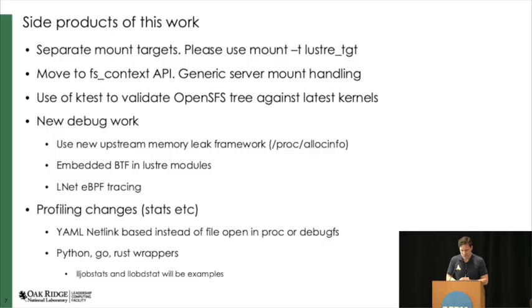And of course, we have new debug work. One of the things is we have a lot of custom APIs. Upstream, they've created a new memory leak framework. So there's this new proc file, and it's very handy. It actually tells you exactly where the memory is being allocated, what type of class. It's much more robust than what we have. And there's a ticket open to look at implementing and using that.